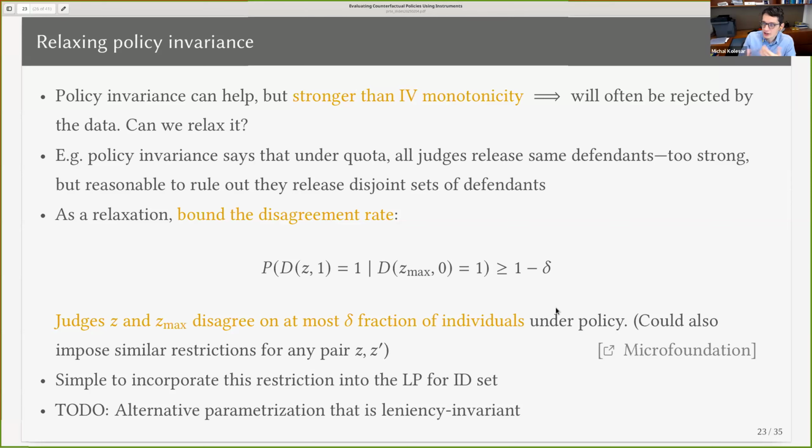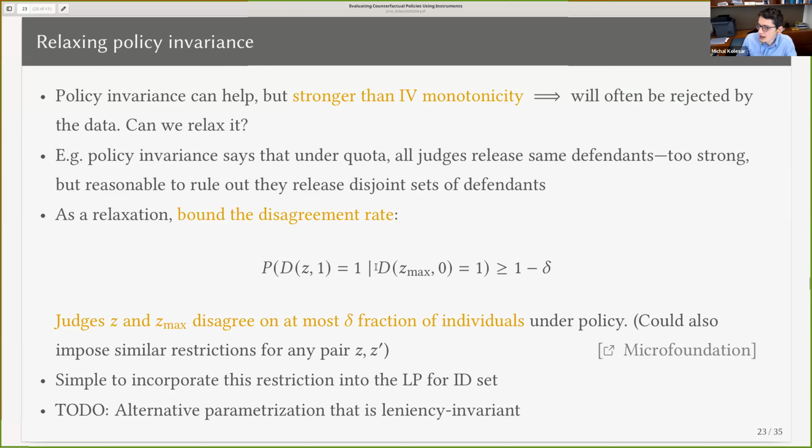It may be that I don't believe that imposing that they agree exactly on the ranking is plausible, but maybe they agree approximately. How can I sort of formalize that? One way you could formalize it is that I'm going to bound the disagreement rate. And so this is what we're going to do in the empirical application.